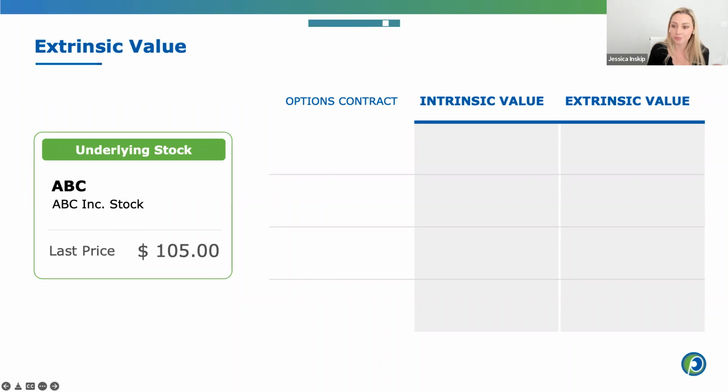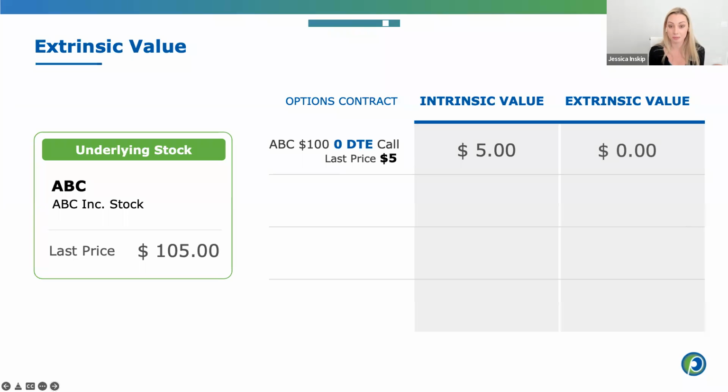Let's go into another example and look more into extrinsic value. So now I'm going to change the expirations around. ABC's sideways at 105. So we're going to look at a 100 strike price with 0 days until expiration with the last price of 5. So essentially this has all intrinsic value because I have the right to buy at 100. I can immediately sell at 105. The option has to be worth at least $5 because of what it contains. However, there are 0 days left until expiration. So time value is completely depleted. There is nothing there on the day of expiration. Options are normally worth only their intrinsic value. And that's an important piece that we'll talk a little bit more about.